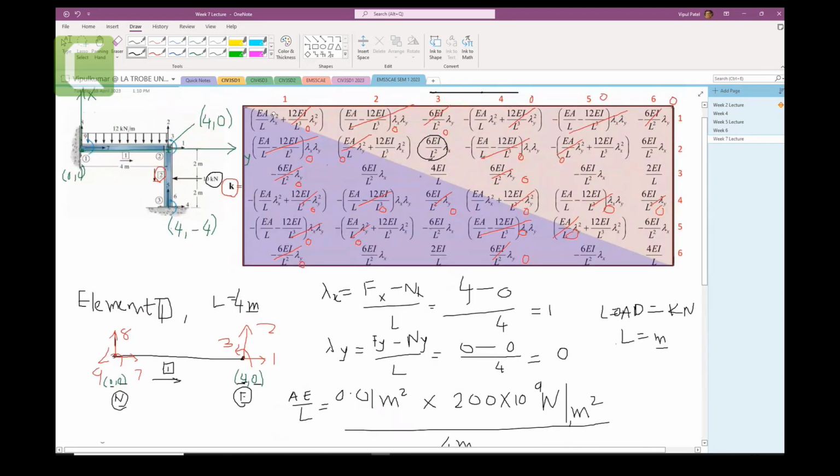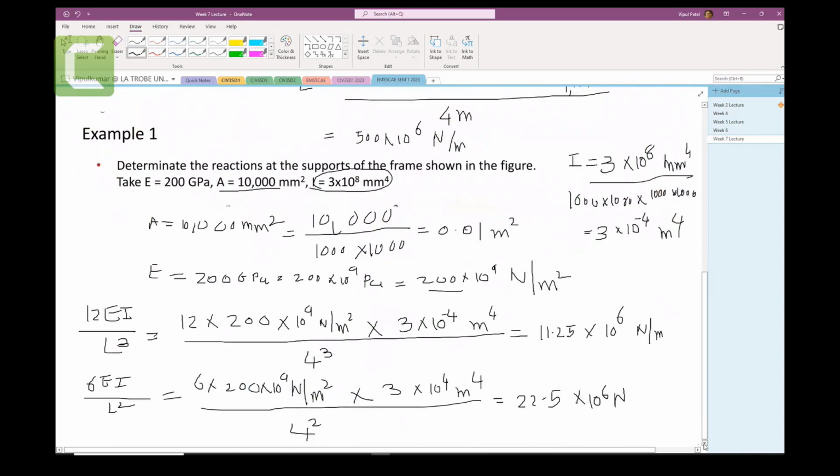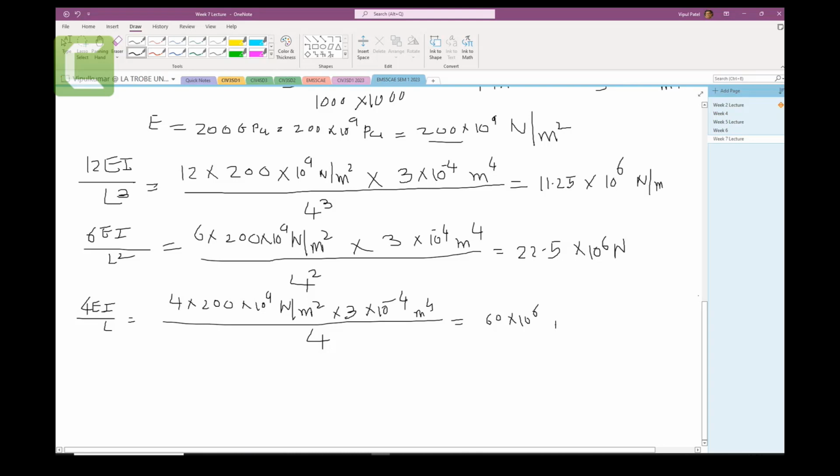Now the next one, we have 4 EI on L. So 4 times Young's modulus, 200 times 10 to the power 9 Newton per meter square, times I, 3 times 10 to the power of minus 4 meter to the power 4, over 4. You get 60 times 10 to the power 6 Newton meters.